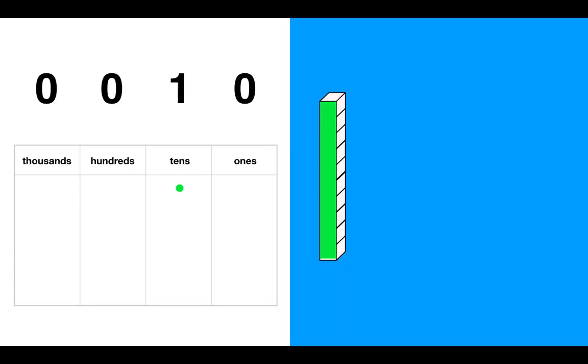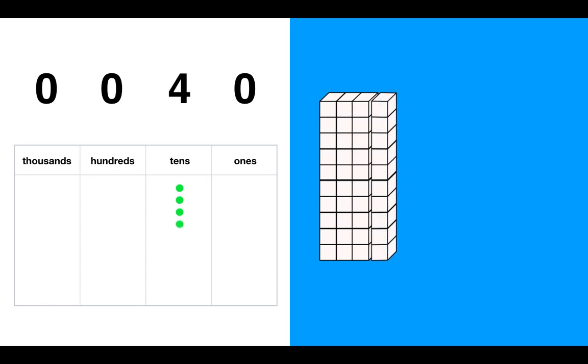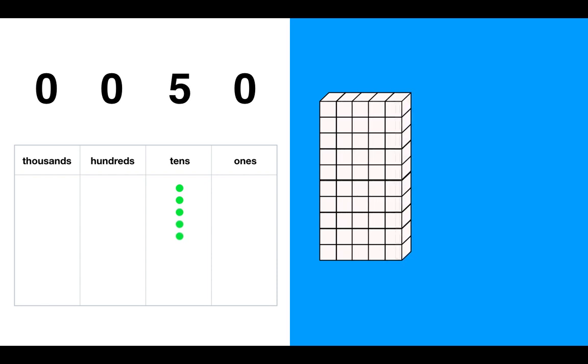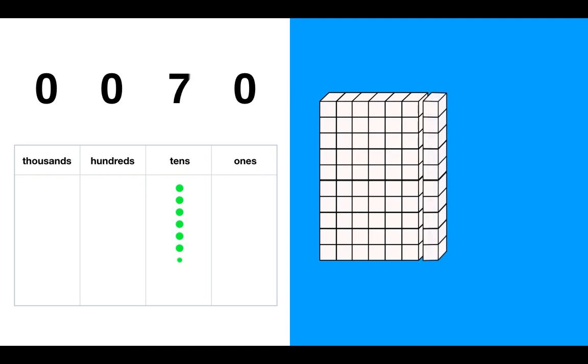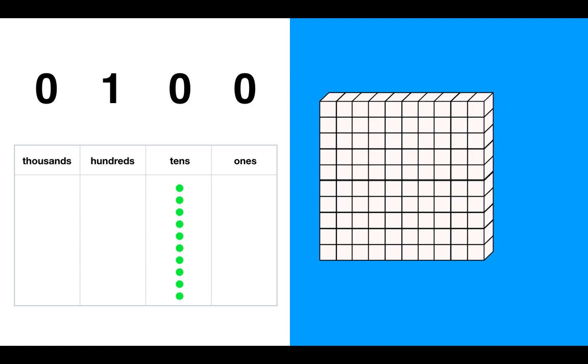Now we're going to keep adding blocks. This time, instead of one at a time, we're going to add an entire tower each time. Whisper count with me. 10, 20, 30, 40, 50, 60, 70, 80, 90, 100. Let's stop there. That's a lot of blocks.